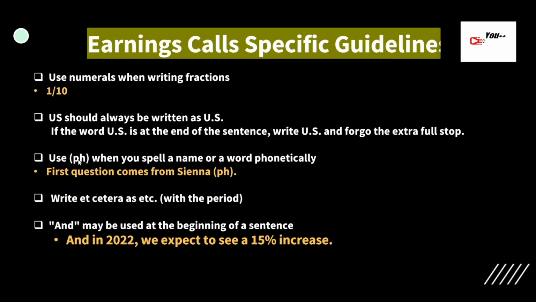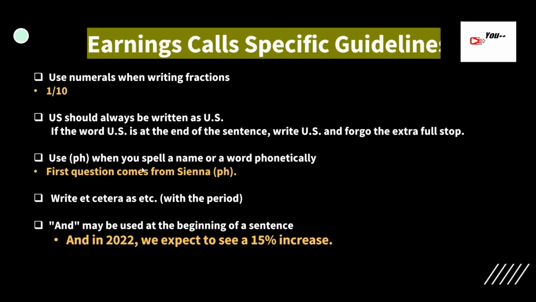Always use in bracket PH when you spell a name or a word phonetically. So phonetic words, these are words that you can hear clearly, but you are not sure if they are supposed to be written the same way. So for example, first question comes from Sienna. You don't know how to spell the name Sienna. So what you'll do is write Sienna, then you put in bracket PH to note that that word is phonetic. That means that you heard it that way, but you are not sure of the correct spelling.